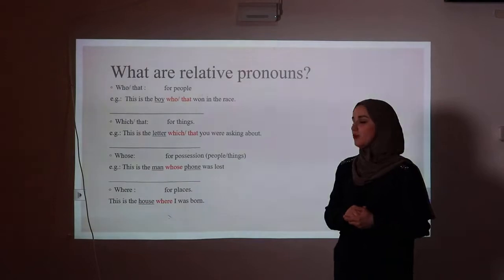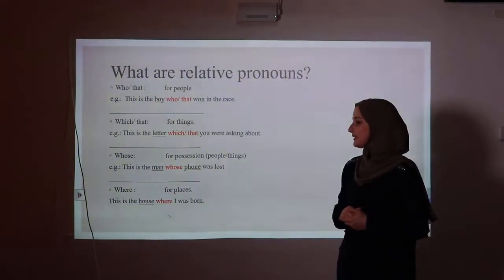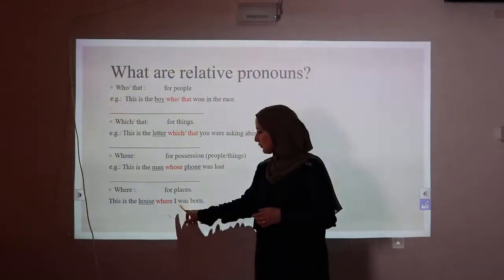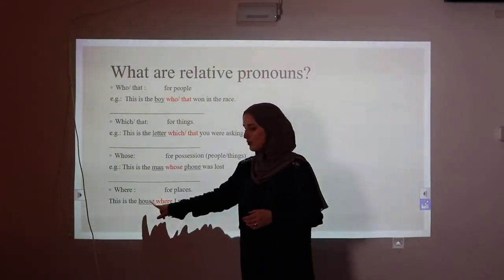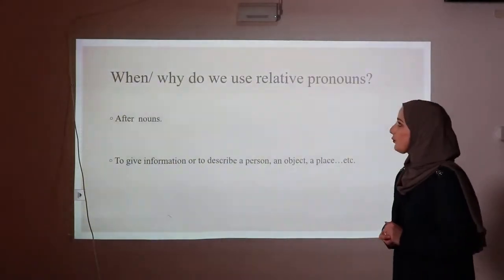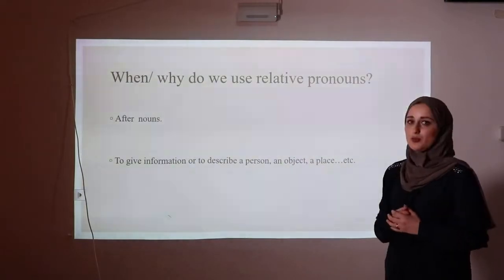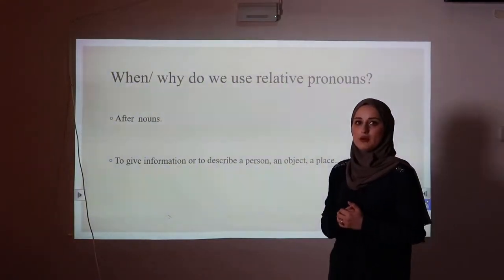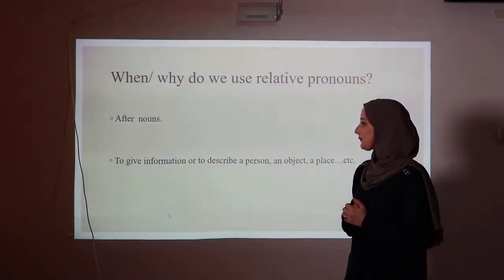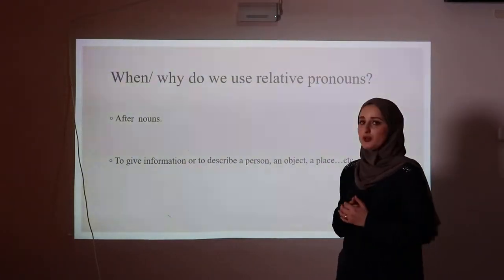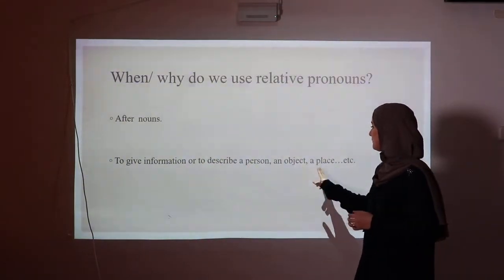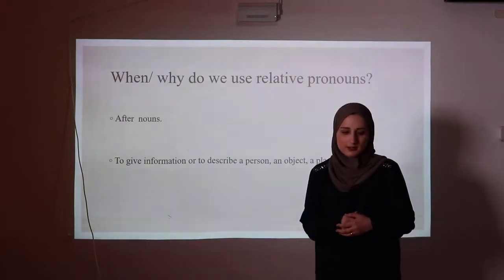The last one, where. Where is used for places. The example, this is the house where I was born. So where refers to a place, which is the house. When do we use relative pronouns and why? First of all, you have to know that relative pronouns come after the nouns they describe. The other fact is that they are used to give information or to describe a person, an object, a place, etc. Let's see how.